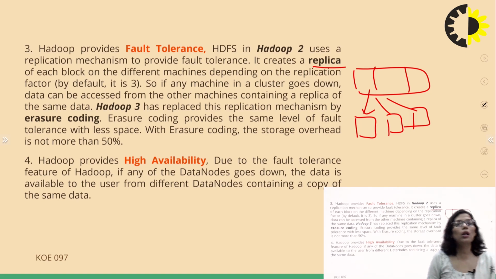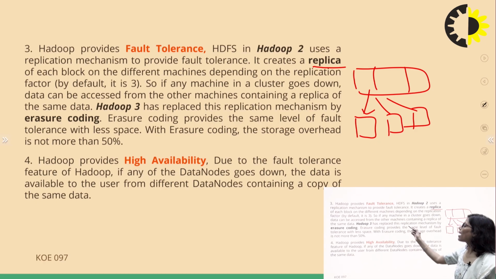So by default, Hadoop has a replication factor of 3. So any data block will be stored at 3 nodes, right? So that is your replication. Hadoop 3 has replaced this replication mechanism with erasure coding.